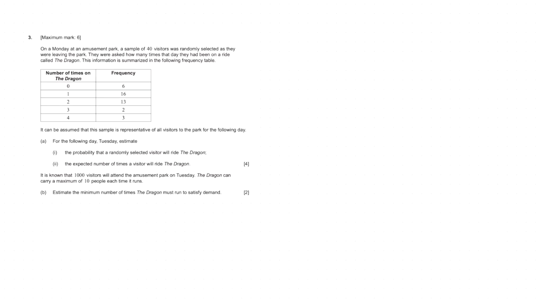Here's the scenario. At an amusement park, 40 visitors were asked how many times they rode the dragon. Their responses are summarized in this given frequency table. We'll assume this data represents all visitors to the park the next day. Let's find the probability that a visitor rides the dragon, the expected number of rides, and how many times the ride must run for 1000 visitors.